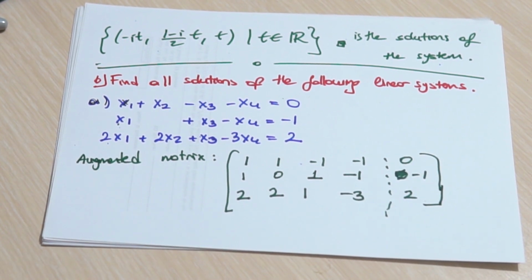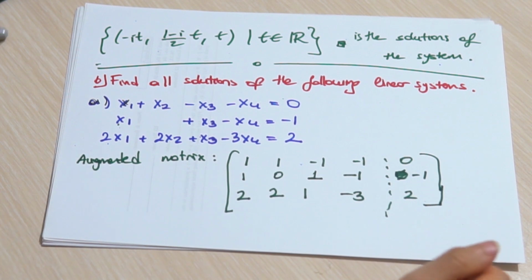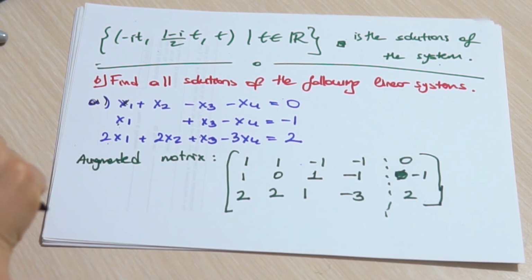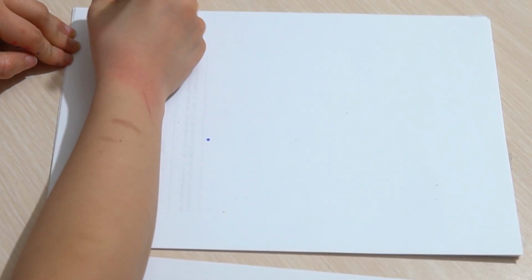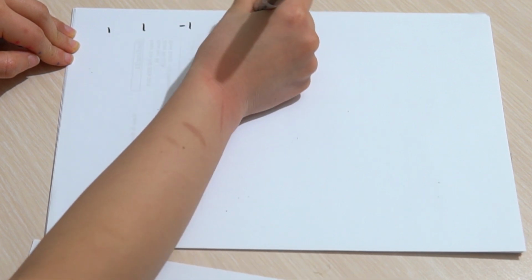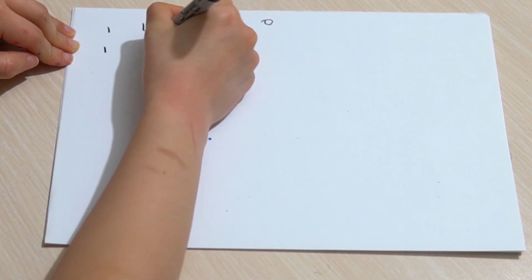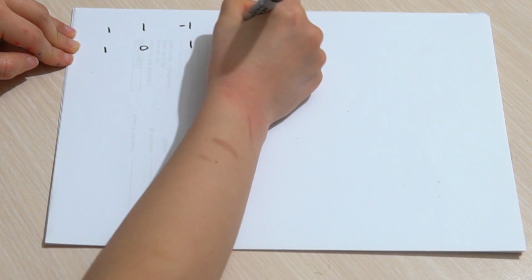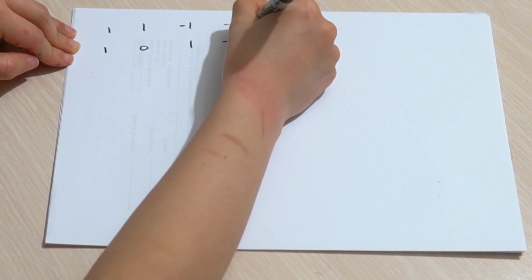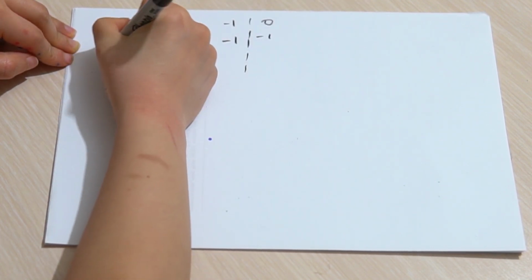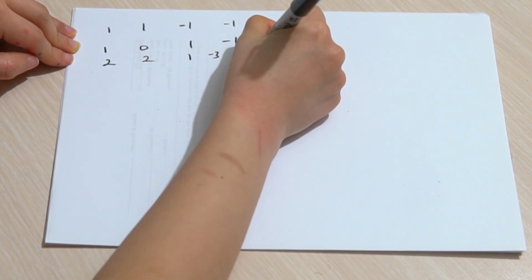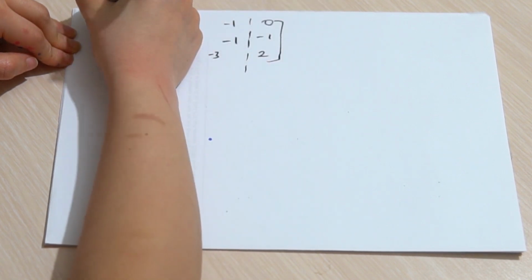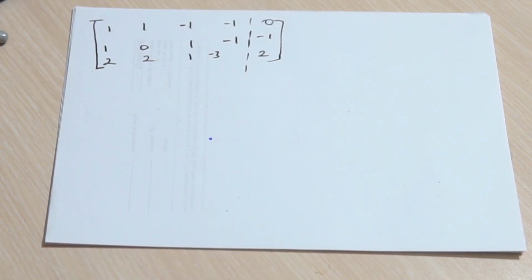Now we need to solve this augmented matrix. Let's try to solve this one. I want to write this one again on this page. So I have 1, 1, minus 1, minus 1, 0; 1, 0, 1, minus 1, minus 1; and 2, 2, 1, minus 1, 2. So let's try to solve this system.